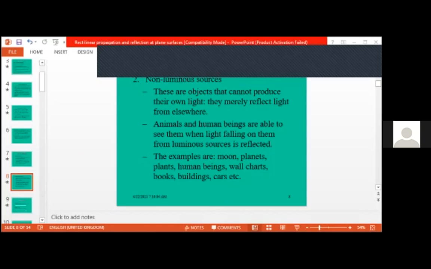What about a mirror? A mirror will also be a non-luminous source because it is reflecting light from a different source.